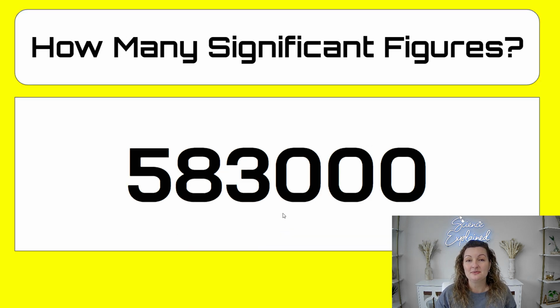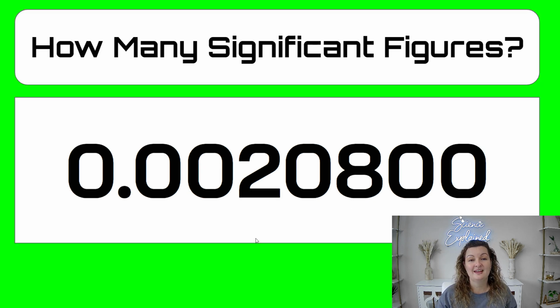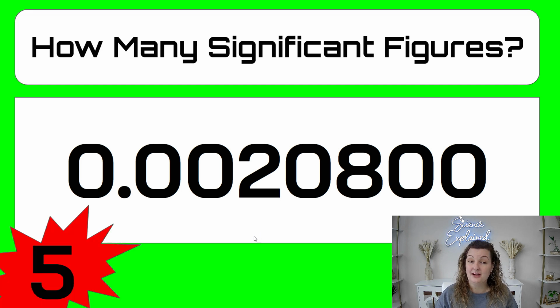All right, how many counts on this one? And hopefully you said 3. These are trailing zeros, and there's no decimal, which means we do not count them. And how about this one?